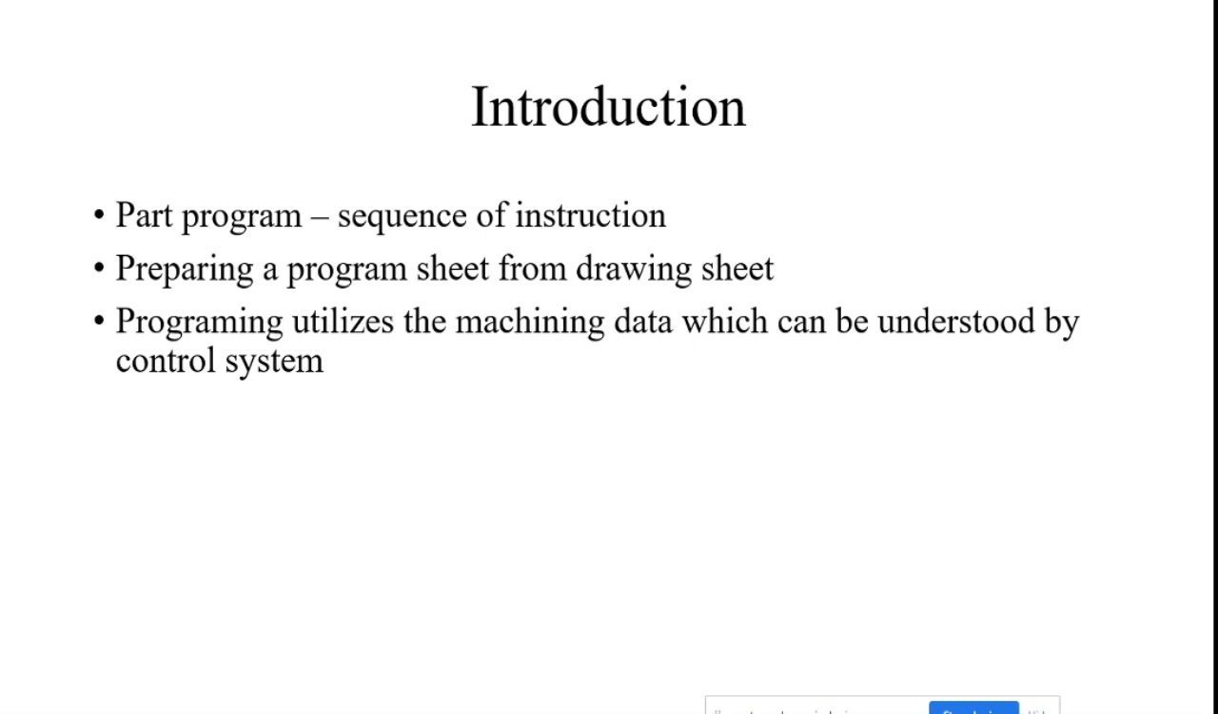A part program is a sequence of instructions. It has a lot of sequence numbers. Each sequence is called a block. Every block has information such as preparatory function, coordinate values, and then miscellaneous function.